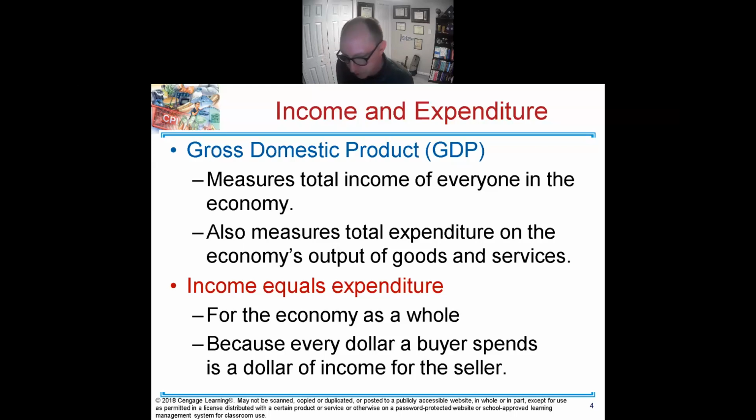And with gross domestic product, we look at the entire country's income as a whole. In other words, we add up all the people's incomes, everyone that's working for the year in the United States. That's how we find the nation's income. Then we also look at the amount that the country as a whole is spending on goods and services.